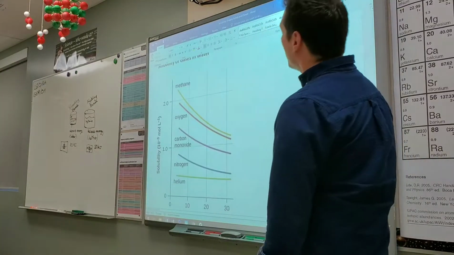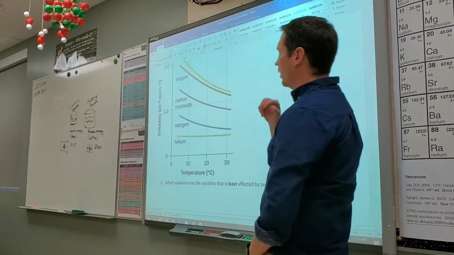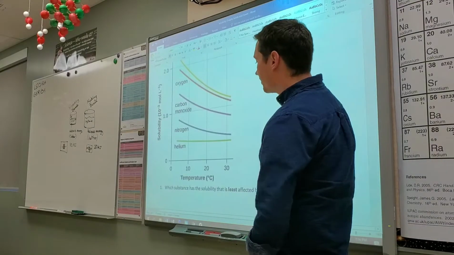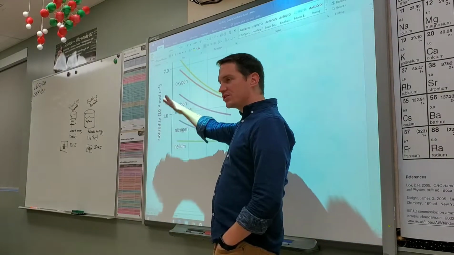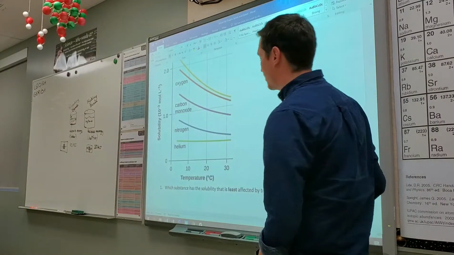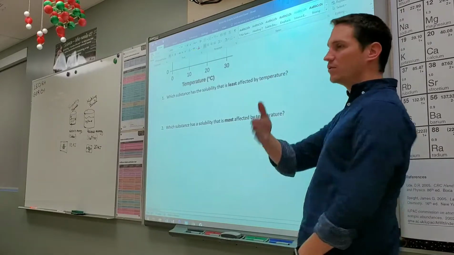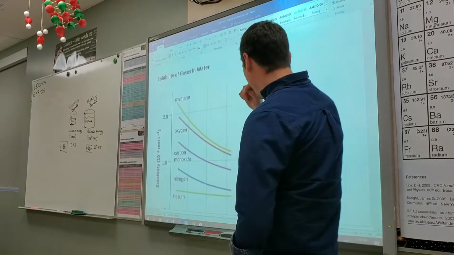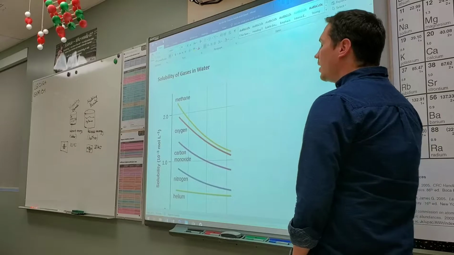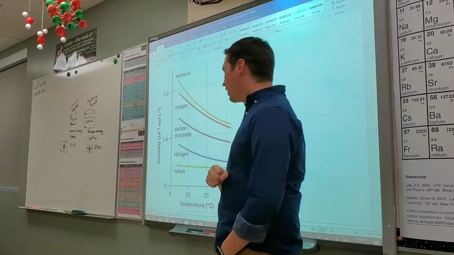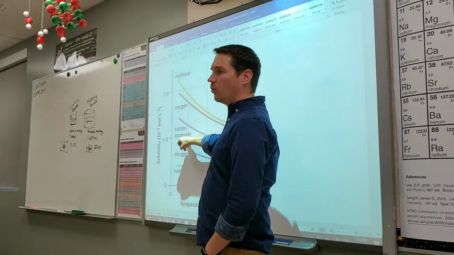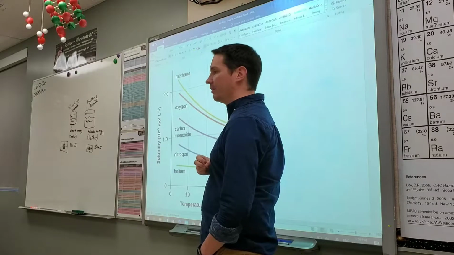So, okay, solubility of gases in water. Which substance has the solubility that's least affected by temperature? It looks like helium, probably because it starts out the lowest as well, and it's only going to get lower as you increase temperature. Which substance has the solubility that's most affected by temperature? Methane, again because it starts out as the highest solubility, so it's most affected. Okay, if I wanted to dissolve the maximum amount of carbon monoxide in water, what would I have to do to that water?